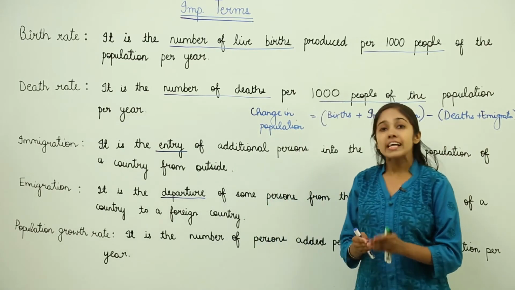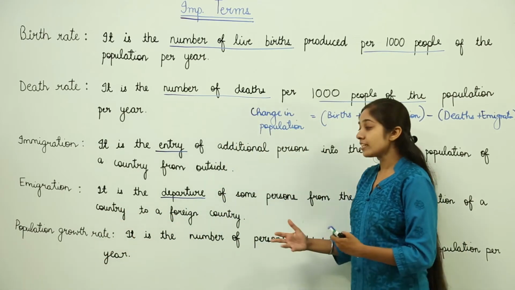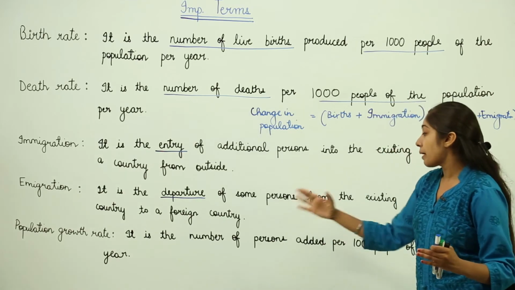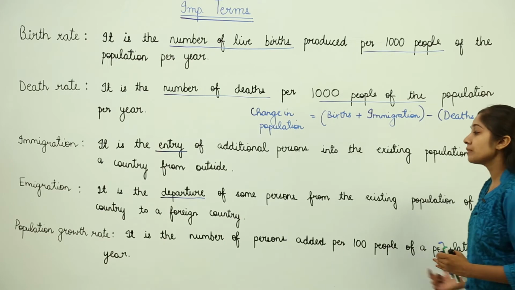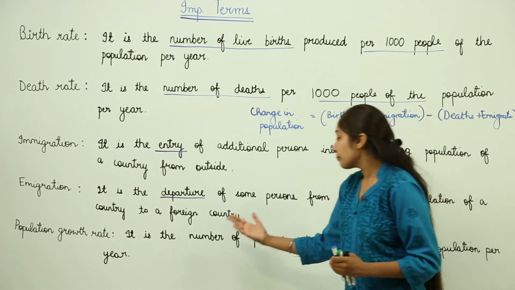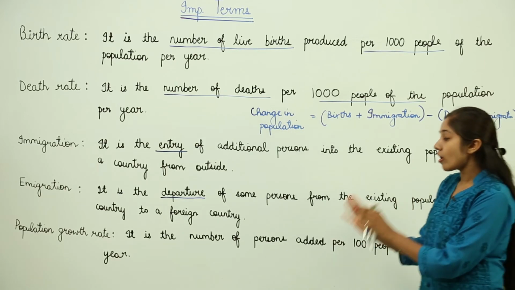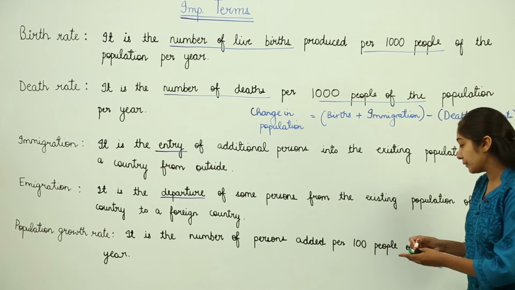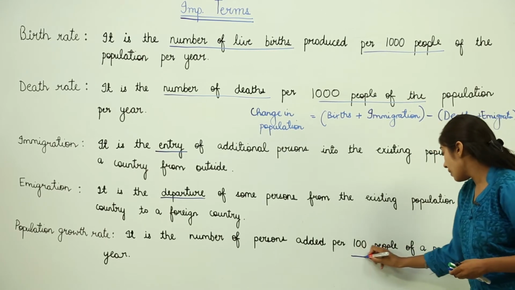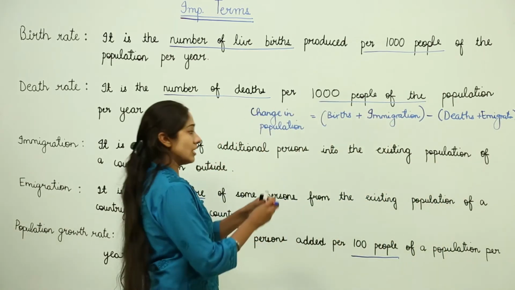Moving on to the next term, that is population growth rate. Let us see how we will define this. It is the number of persons added per 100 people of a population per year. So, the number of persons added means here we are going to talk about the number of persons that are added per 100 people of a population per year, right.